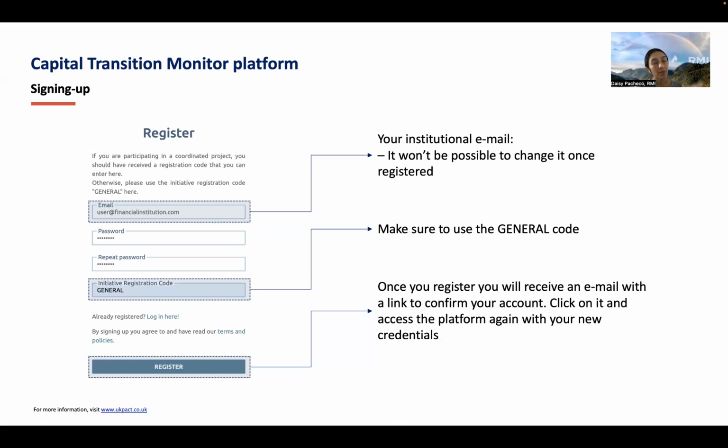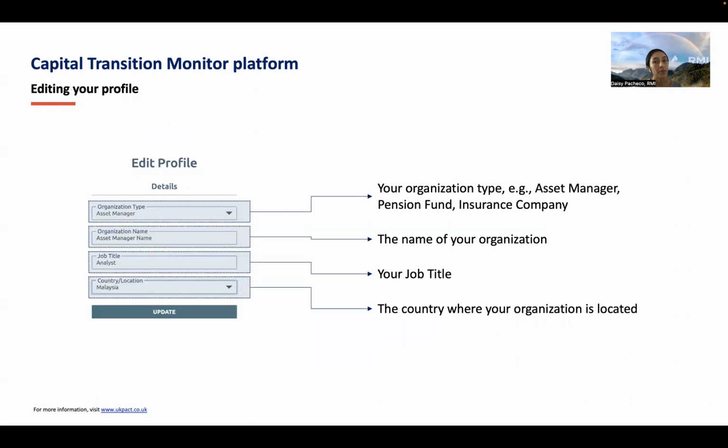Once you create your username, you will receive an email with a link to confirm the creation of your account. If you do not receive it, we suggest that you check the permissions with your IT department, or you can contact us to see if we can help you with the creation of your account. After you get the email confirmation, you will need to log into the platform with your new username and password. When you do that for the first time, you will need to edit your profile by providing some basic information on your organization type, organization name, job title, and the country where your organization is located.